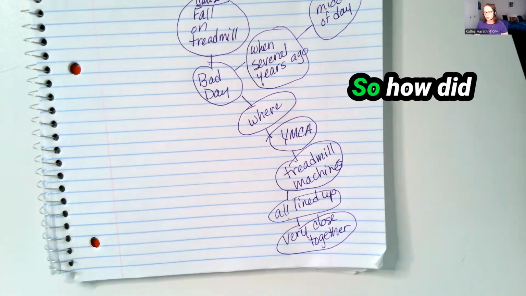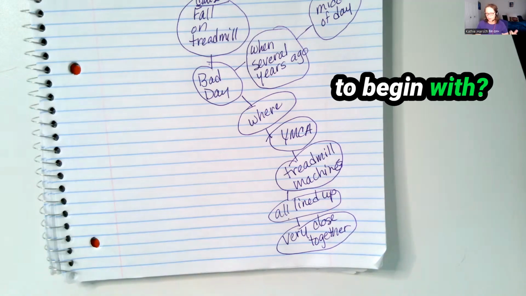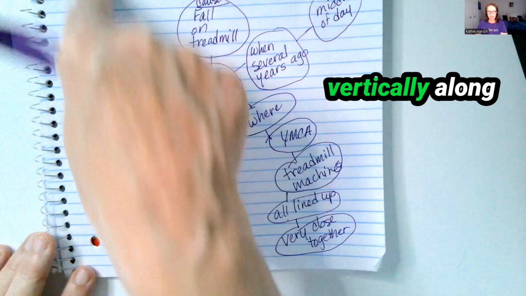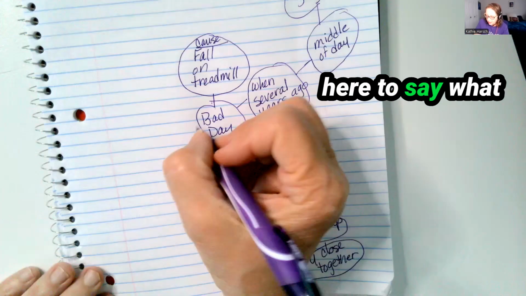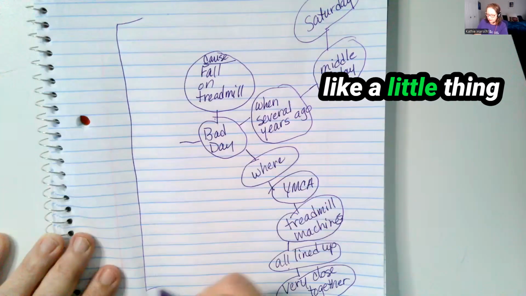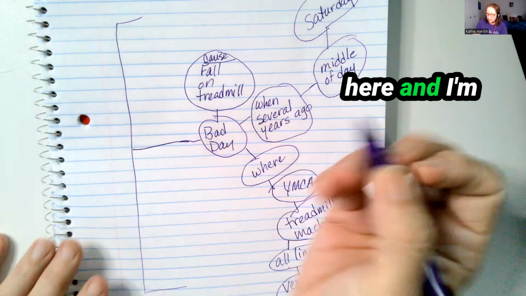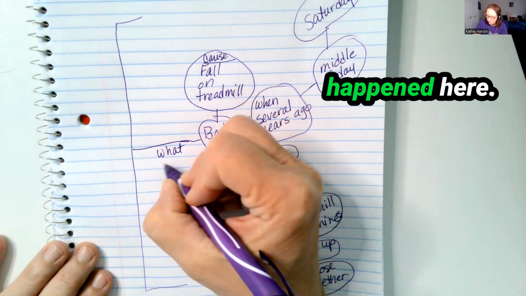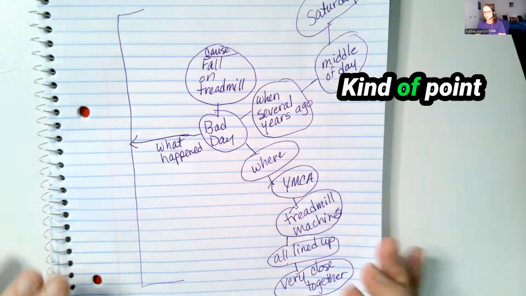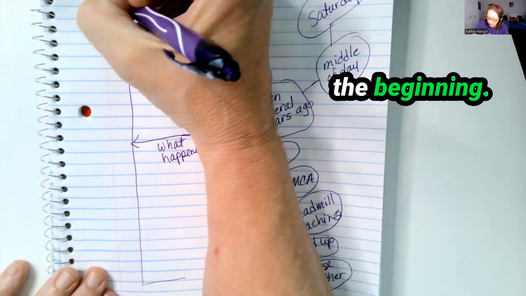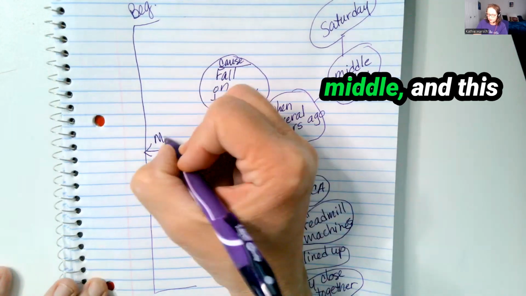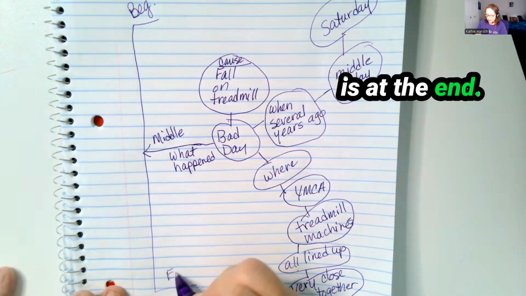All right. So how did this happen to begin with? I might want to do a little timeline because it's an event. I'm going to put it vertically along here to say what happened at the beginning, middle, and end. So I'm going to do like a little thing here, and I'm going to put what happened here. All right, kind of point to that. So this was at the beginning. I'm just going to put BEG for beginning. This is in the middle, and this is at the end.